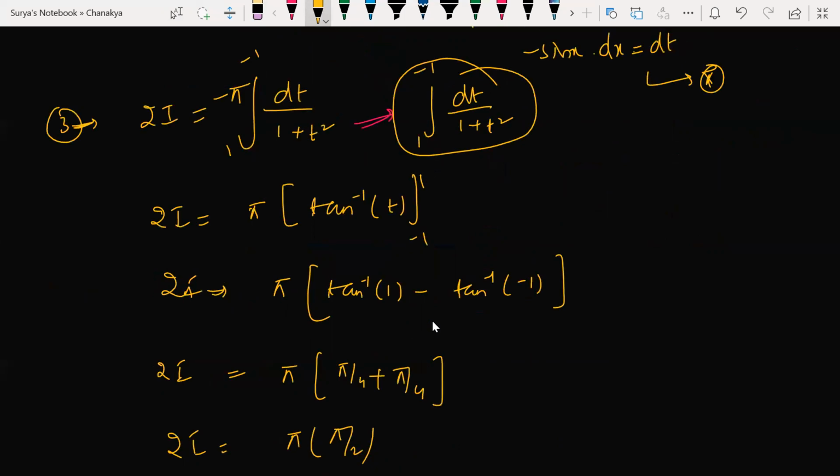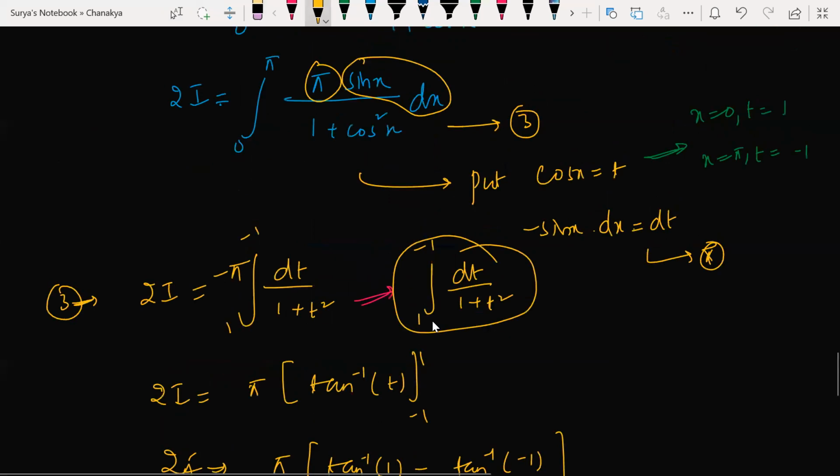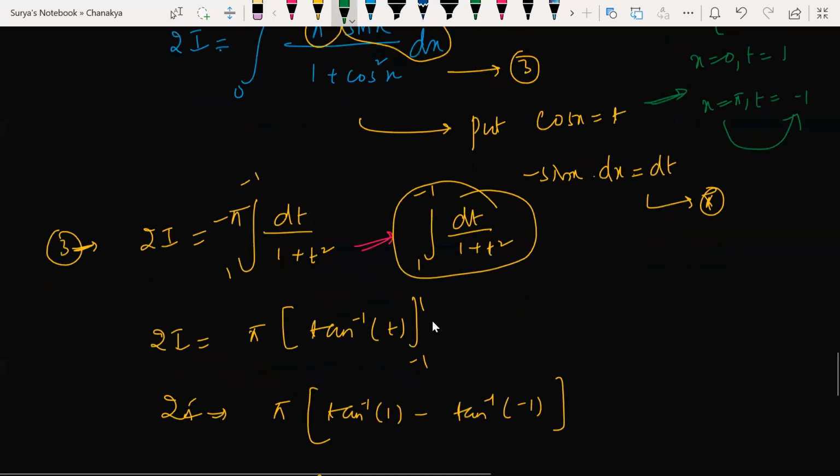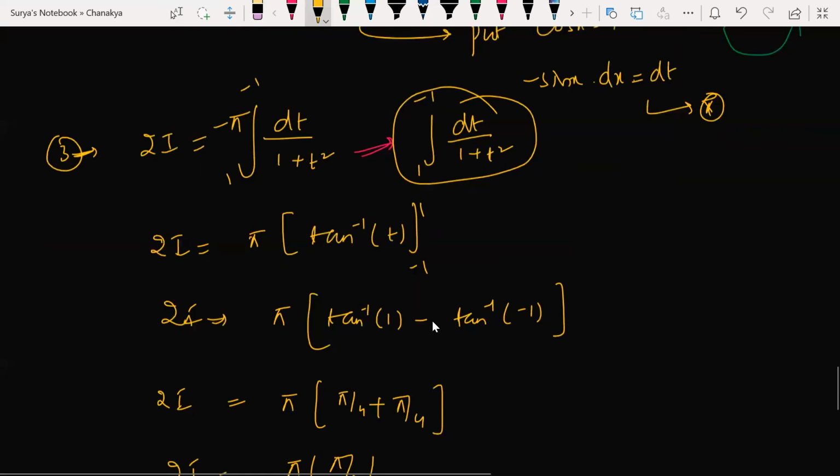Now this is correct. But if you observe the limits properly, you will understand. Look at this here. What I wrote here, limits will change, isn't it? So when x value is 0, t value is 1. When x value is pi, t value is minus 1. So that is what happened here. So my limits are 1 to minus 1.